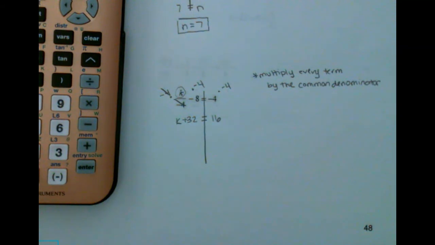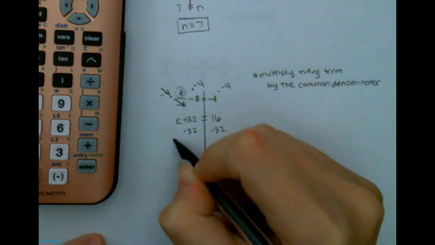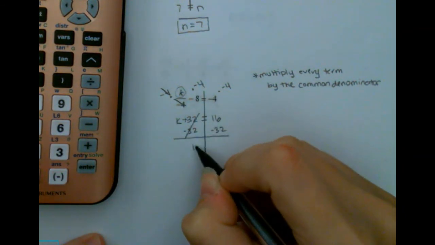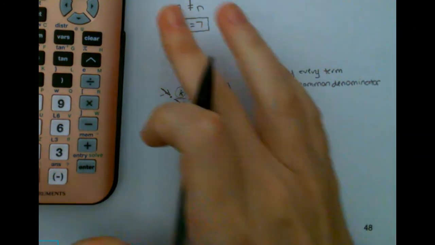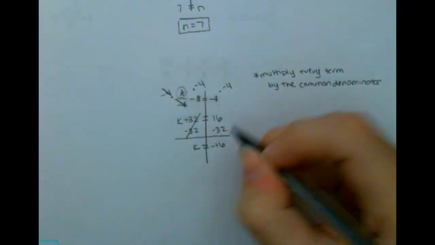Now I've eliminated all my fractions, and I've got a pretty simple equation, where my next step is to subtract the 32 on both sides. And I get that k equals whatever 16 minus 32 is. I'm going to use my calculator: negative 16. So k equals negative 16.